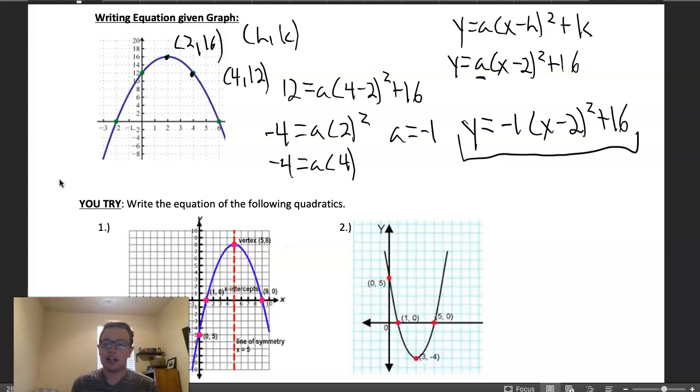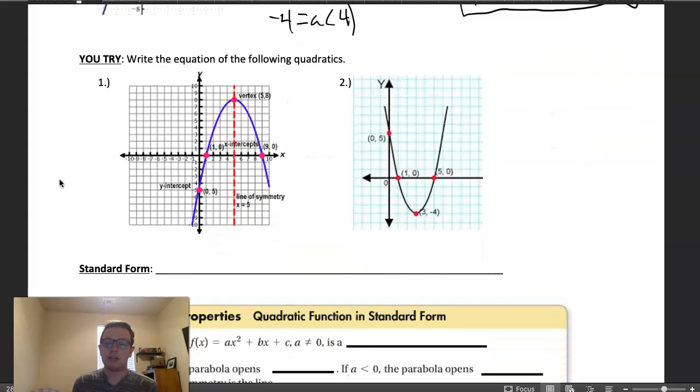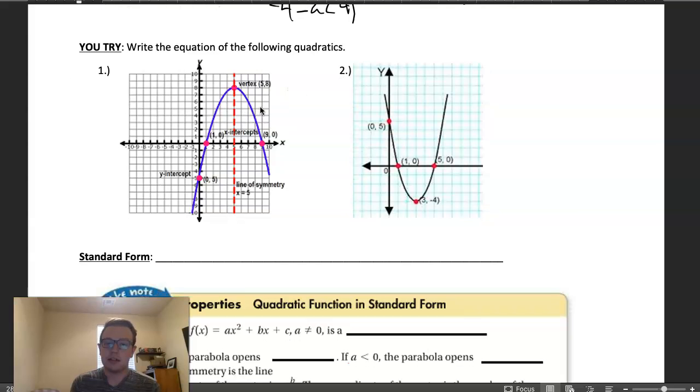Go ahead and do that with problem 1 over here. Let's do problem 2 actually. Points are easier to see. This point down here is 3, minus 4, and we have a couple of other points to choose from. Go ahead and do that. Tell me, what is the equation in vertex form of this parabola?